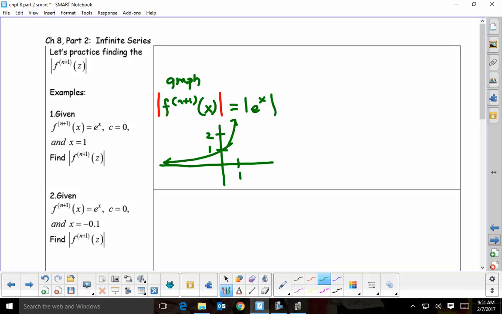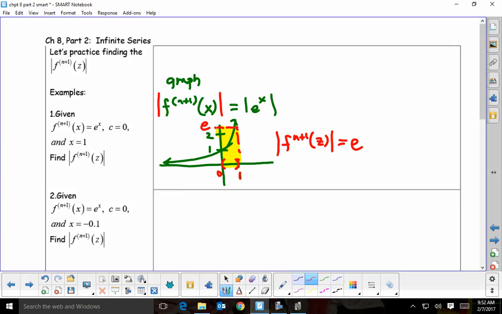Alright, and what two values are we looking between? We are centered at 0, and we are approximating x at 1. So those are the two values that I am between. So I'm going to look, what is the max output between 0 and 1? E. Okay? It occurs at 1, right? And we get out E. So the absolute value of f to the n plus 1 of z is E.